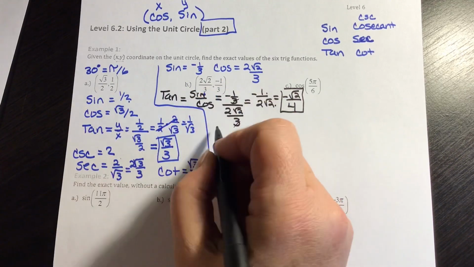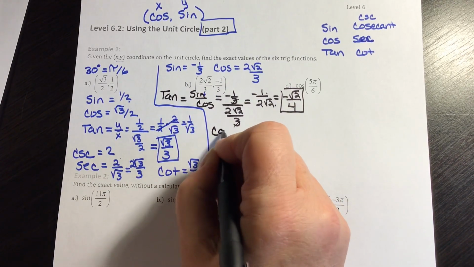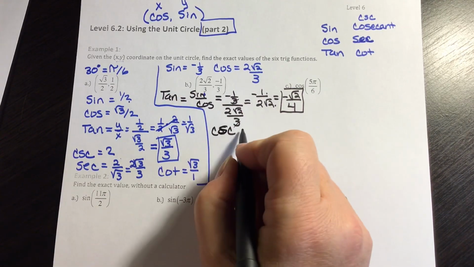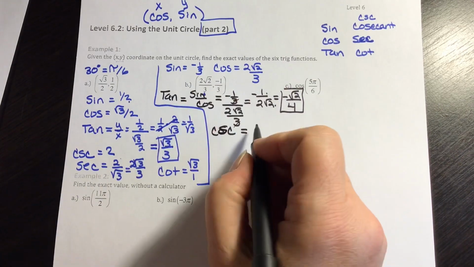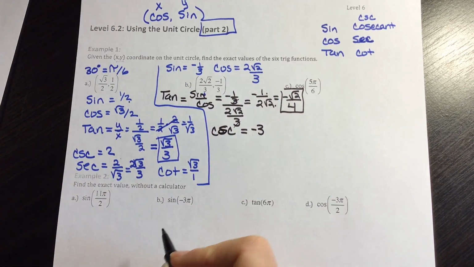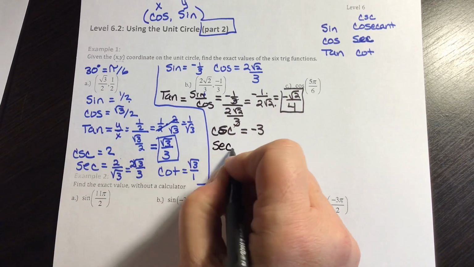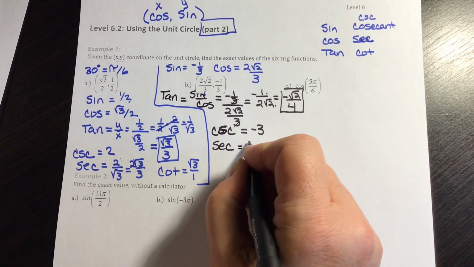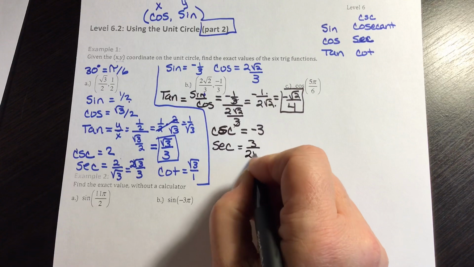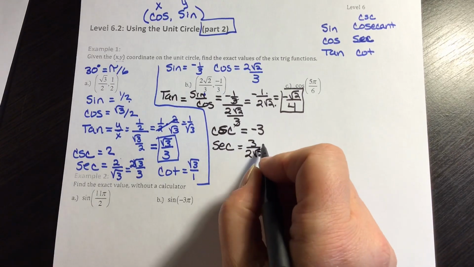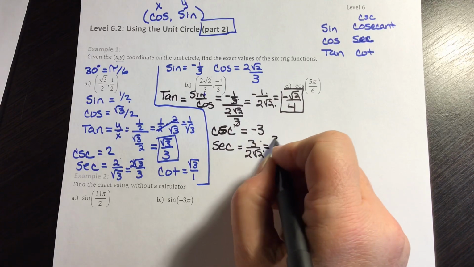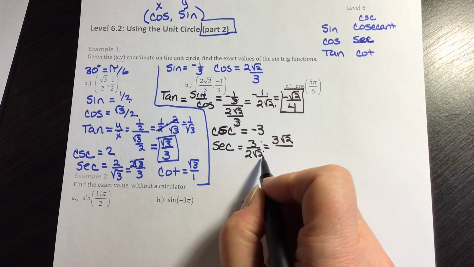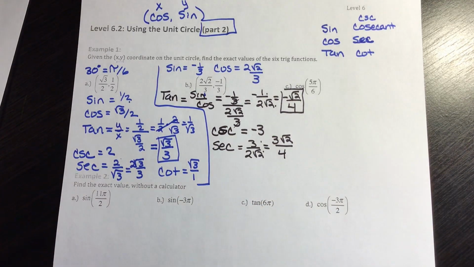So now let's do cosecant, reciprocal of sine, CSC. So the cosecant of this angle is going to be the reciprocal of negative 1/3, which is negative 3. The secant is the reciprocal of cosine, which is 3 over 2 square root of 2. And if I multiply top and bottom by the square root of 2, I have 3 square root of 2, and multiply this by the square root of 2, that gives me 2 times 2 is 4.